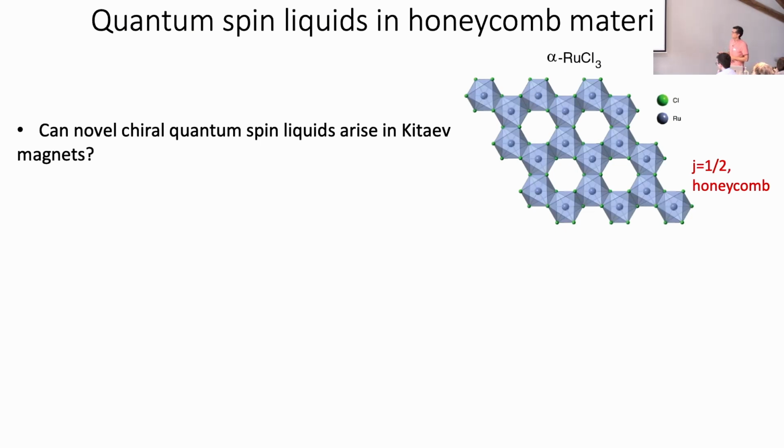So in this talk, I will concentrate on honeycomb materials and honeycomb lattices, and I will address the question of whether we can have a novel chiral quantum spin liquid in a Kitaev magnet. So we'll be looking at this system.